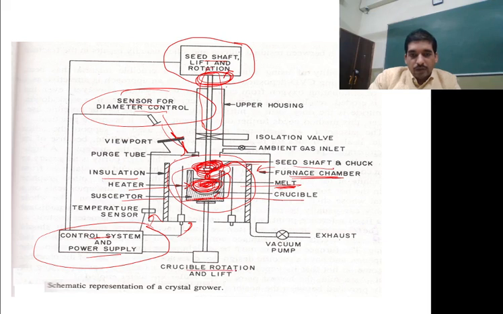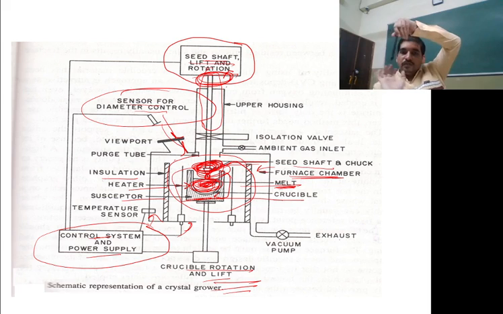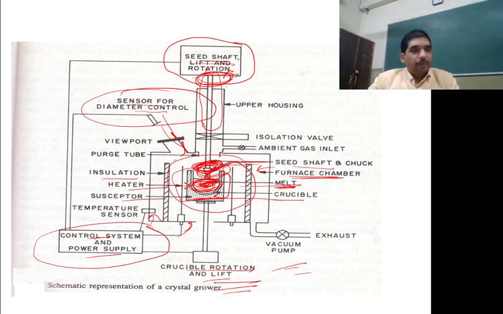See here, crucible rotation and lift. Here it was seed shaft and lift rotation, and here it is crucible rotation and lift. So from the top, the seed shaft and lift is moving in one direction, and from the bottom side, the crucible is rotating in the opposite direction. Okay, and vacuum is provided through this vacuum pump. So this is just the schematic representation of the crystal grower.